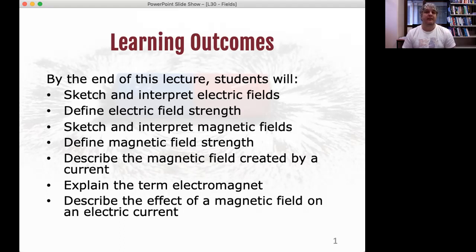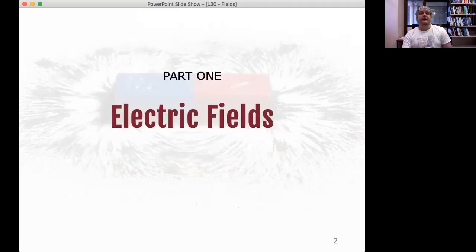So just a quick look at some of the interactions between electric fields and magnetic fields. The first part of that is electric fields. This is talking about the idea of electric charges that we've already looked at, but a way to visually describe the effect of a charged particle on the environment around it.